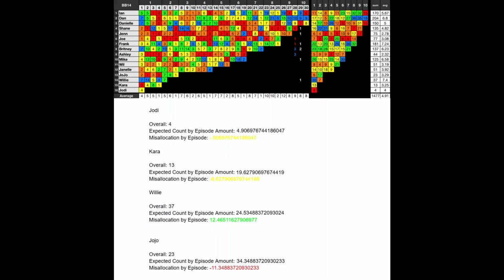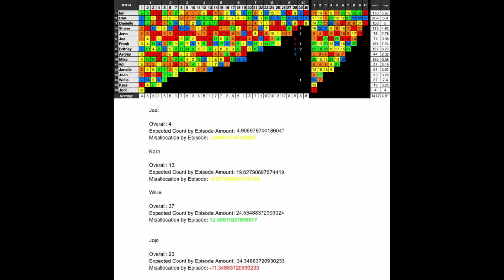So Jody got 4 confessionals, and her expected count by episode amount is 4.90, whatever. It's the rate by episode sum, technically, since she was only on one episode. This causes for a misallocation by episode amount of negative 0.906. So essentially, she's in the median since she got essentially the perfect distribution based on the episodes that she was in.